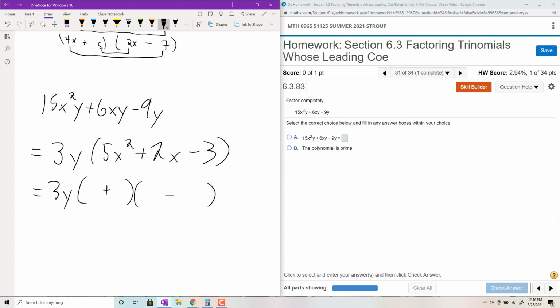So what are we looking at? 5, 1, and then 3 and 1 probably, right? So if you multiply those, you get 5. Multiply these, you get 3. 3 minus 5 is some version of 2. So I think that'll work. Just got to get the signs correct.